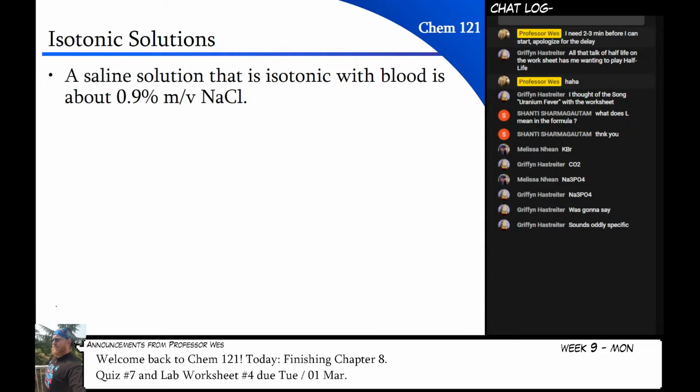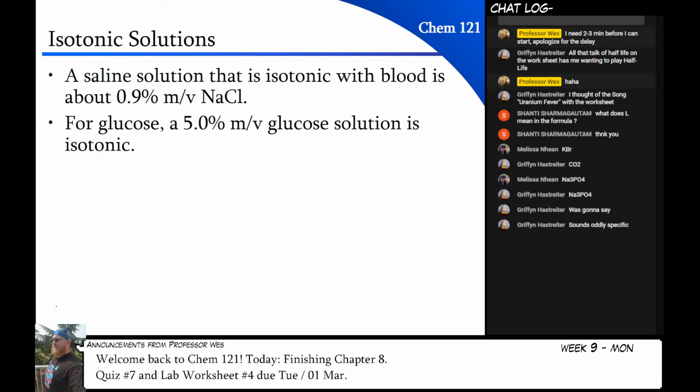If you need to administer a solution to somebody who's dehydrated and malnourished, we apply glucose. Glucose is a 5% solution to be isotonic. Why is it so much more? The reason is because in terms of molarity, glucose is much heavier than table salt is. So to get the same number of moles, we have a much higher mass. So our mass volume percentage would be bigger. And so this would be 50 grams per liter for glucose.